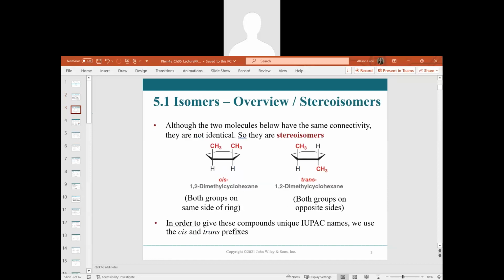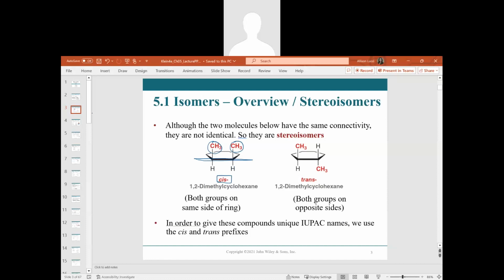One way is if we have a ring structure, we'll see that we can have this dividing line here where we separate the plane above the ring and the plane below. So if we have two substituents on our ring, for example here, and they're both above the plane, we would say that this would be a cis stereoisomer.